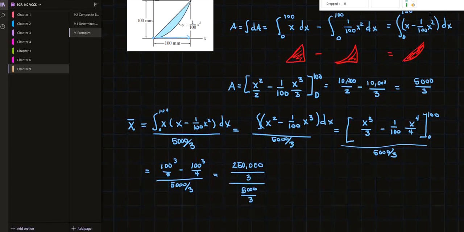Simplifying these fractions, so we can get rid of the 3's and we can get rid of 3 zeros essentially. 3 zeros gone, 3's are gone. So we've got 250 over 5, which is 50 millimeters. That's our answer.